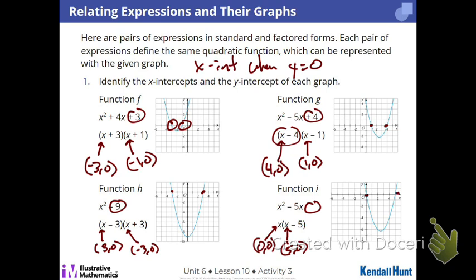The reason is, the x-intercept happens when what? Y equals 0. Y is 0. That's it. That's the only thing you need to know. Then the math has to happen.